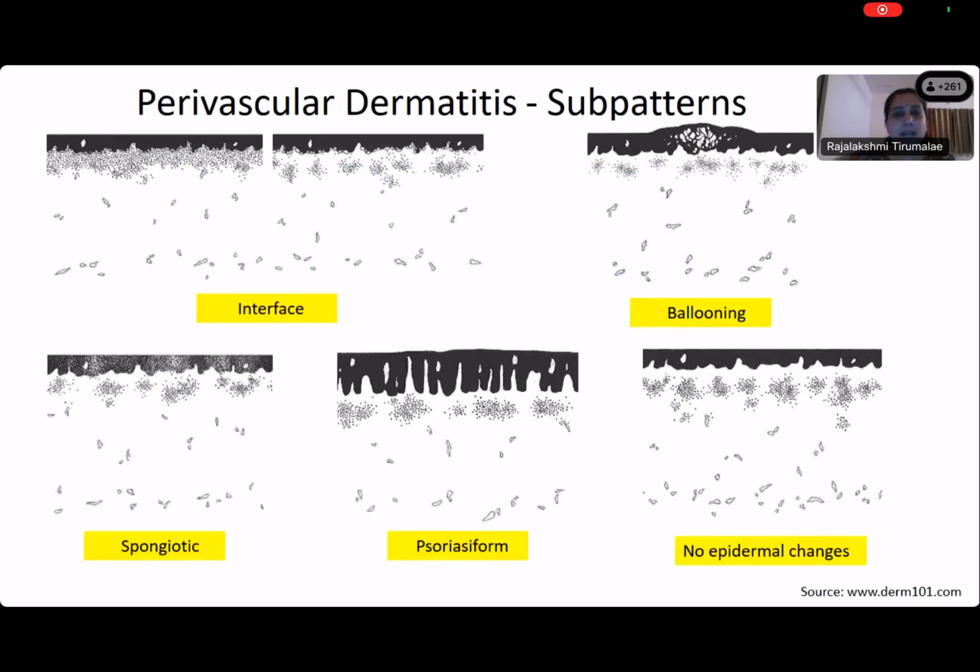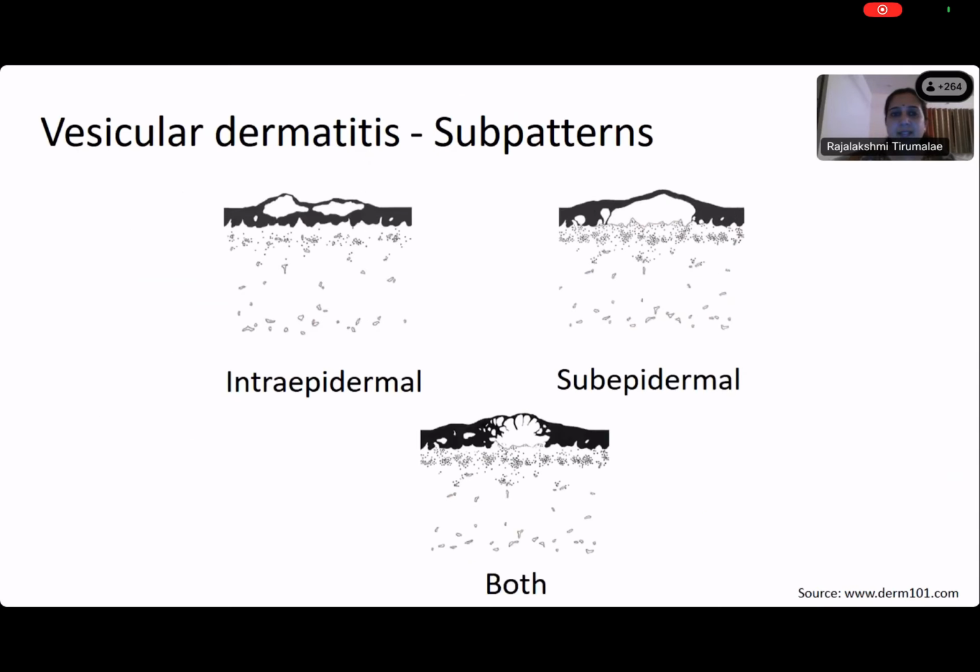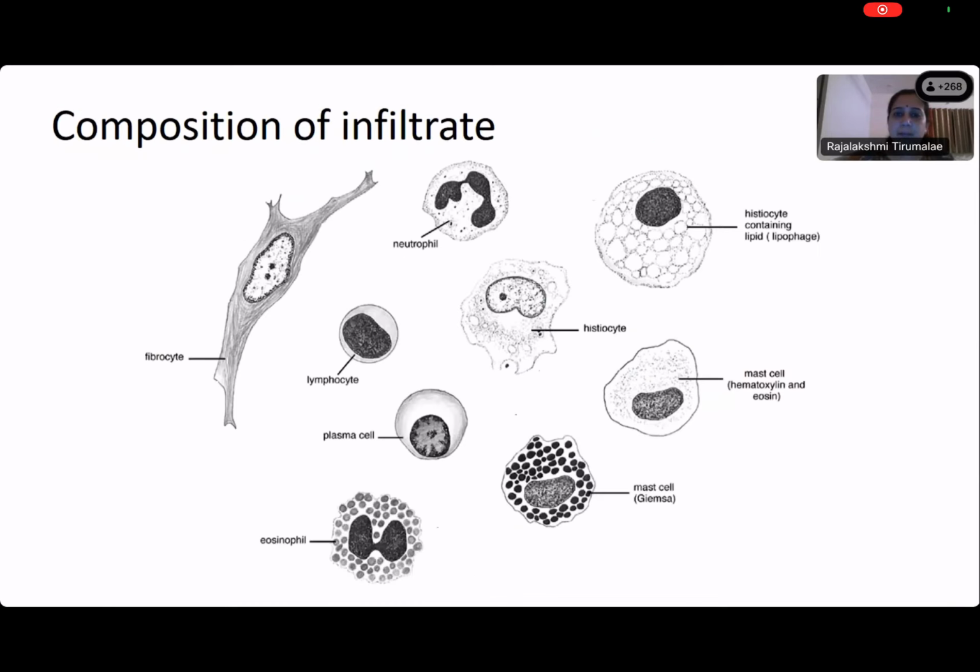So these are some of the subpatterns which we will identify as we go into the cases. In the cases of vesicular dermatitis, all of us know that we classify them as intra and subepidermal, and sometimes when there is reepithelialization, you happen to see both the patterns in a single biopsy. And of course, composition of the infiltrate is important in certain conditions, and we all know what are all the cells which can come in the dermal infiltrate.